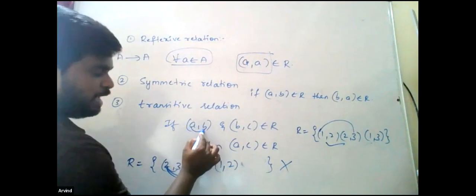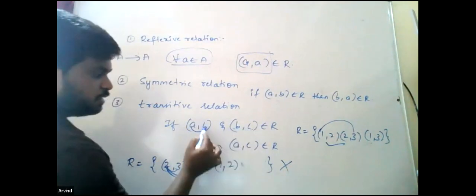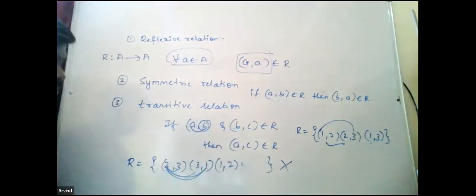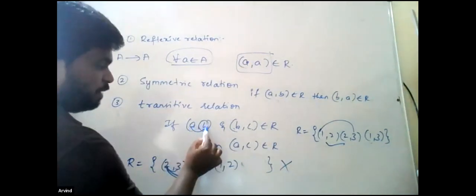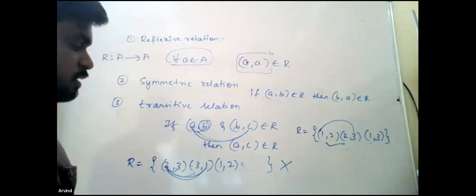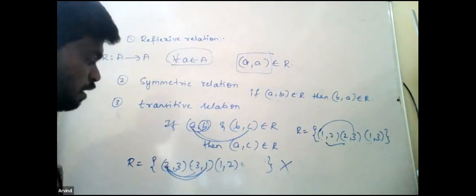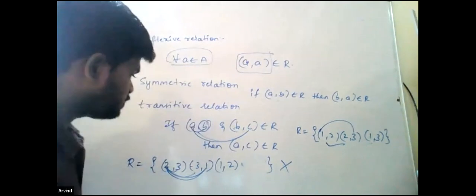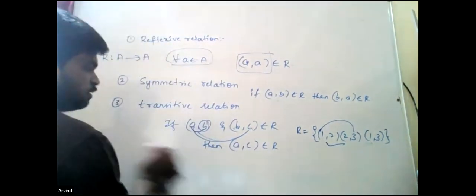Here (A, B) is there, and we must start from where (B, C) stops. (A, B) is there, (B, C) is there, then if (A, C) is there, we call it transitive. Okay. I hope you understood this transitive. Let me give one more example.